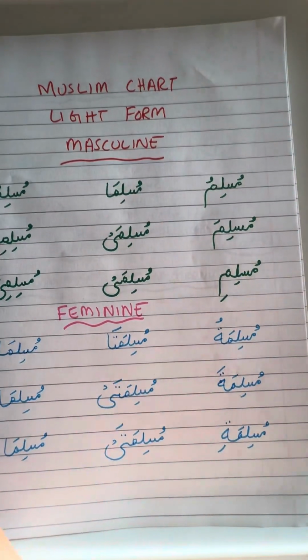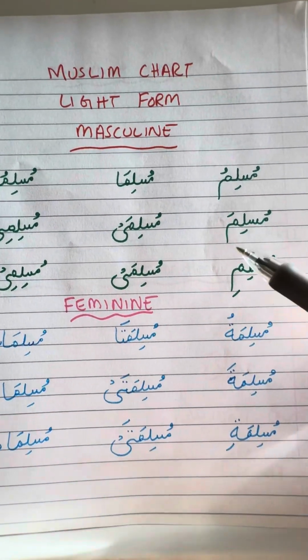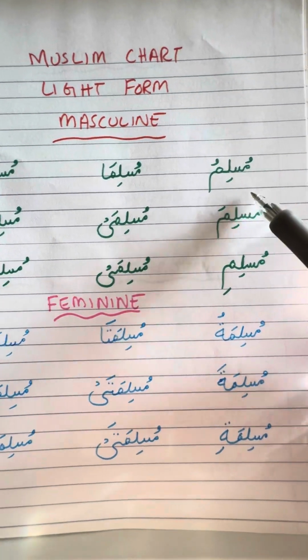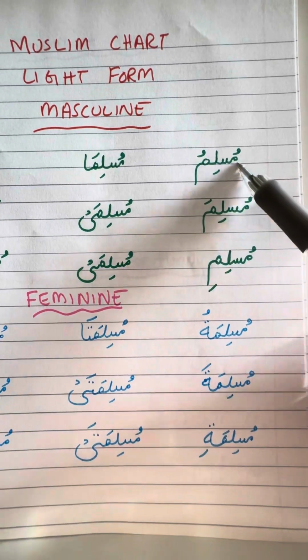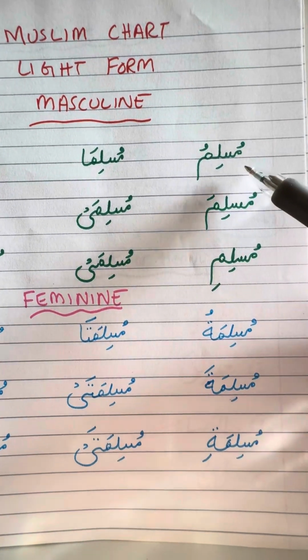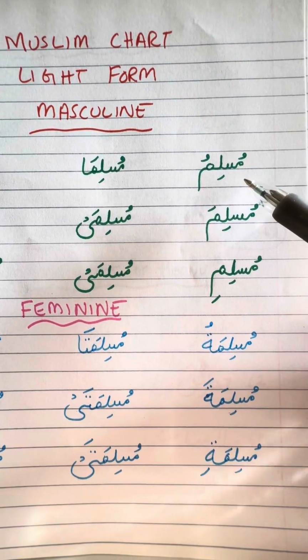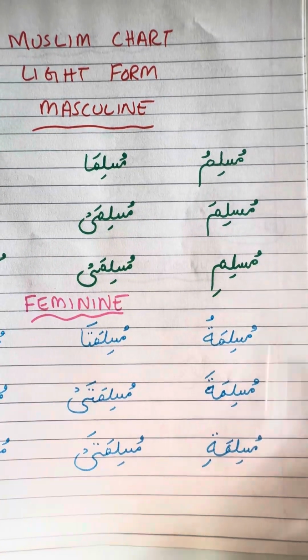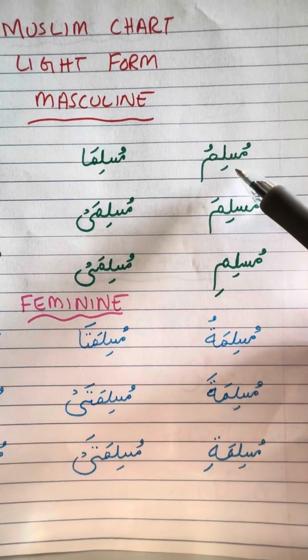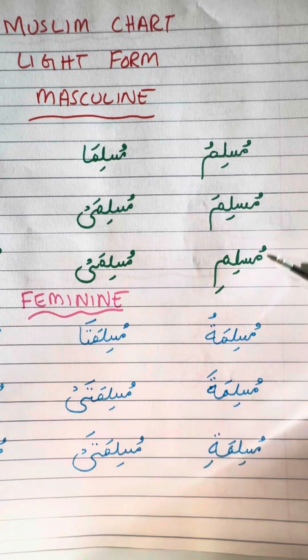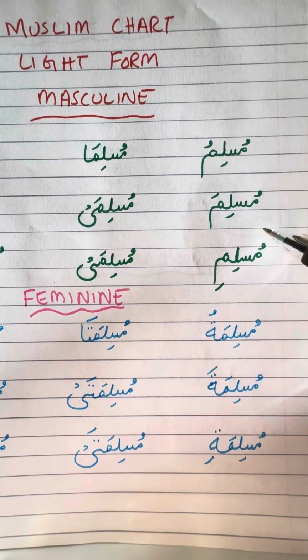So I have made the light versions of the Muslim charts. Let's see the masculine one first. So this is the singular column. Normally when it's heavy, it's Muslimun, Musliman, or Muslimin, right? So we remove the tanween, so it becomes Muslimu, Muslima, and Muslimi. So these are the light versions of it.